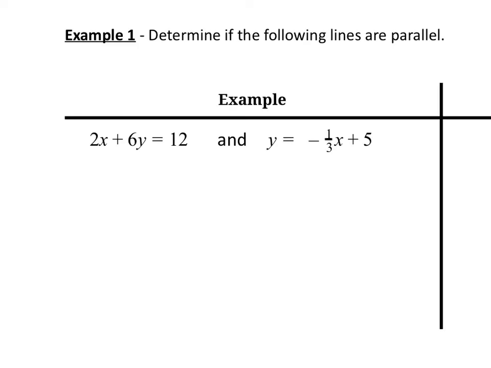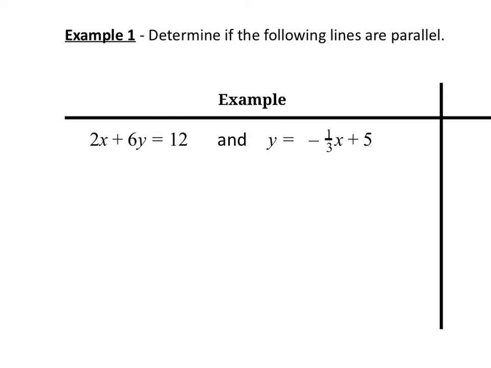So let's try an example. We're given two equations and we're asked to determine if these two lines are parallel. So we know that if two lines are going to be parallel, they have to have the same slope. The first thing you want to check for before you can evaluate your equations, the equations must be in slope-intercept format, which means they need to be in the format of y equals mx plus b.